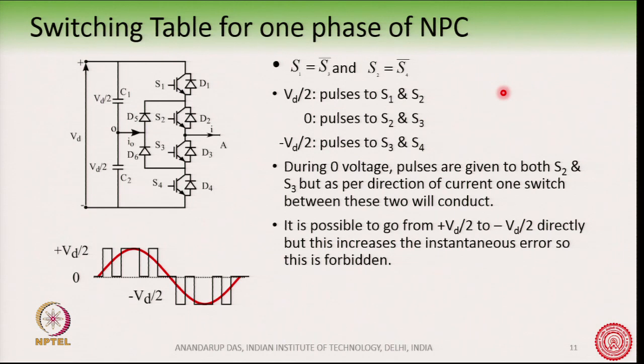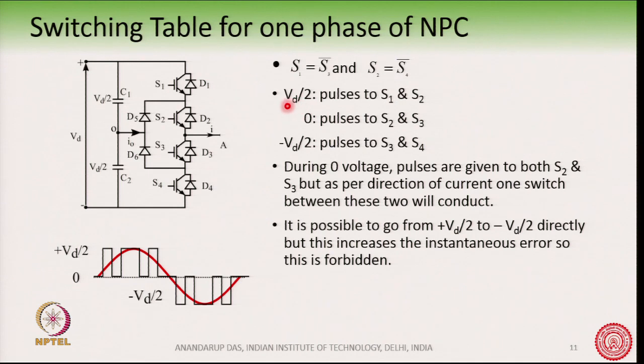So, these two switches are always given complementary gate pulses. If I give a turn on signal for S1, I must give a turn off signal for S3, and S2 and S4 are again given complementary signals.